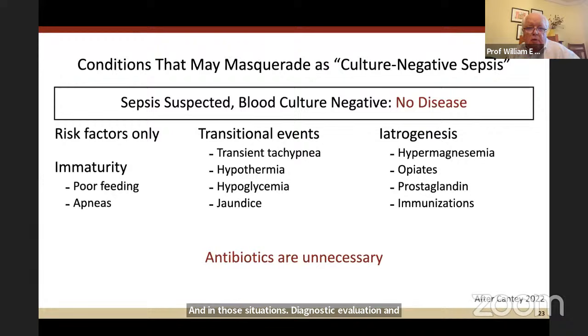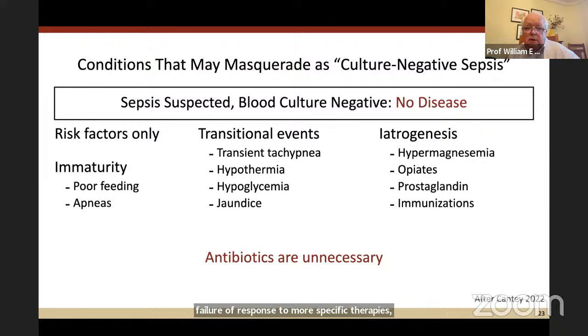Babies may also present with hypothermia, hypoglycemia, and jaundice. These findings have a low positive predictive value for the presence of bacterial infection. And unless there's a failure of response to more specific therapies, antibiotics are unnecessary in that situation.